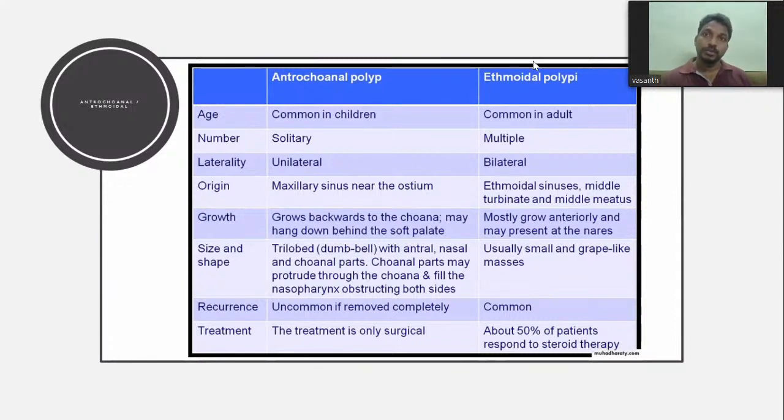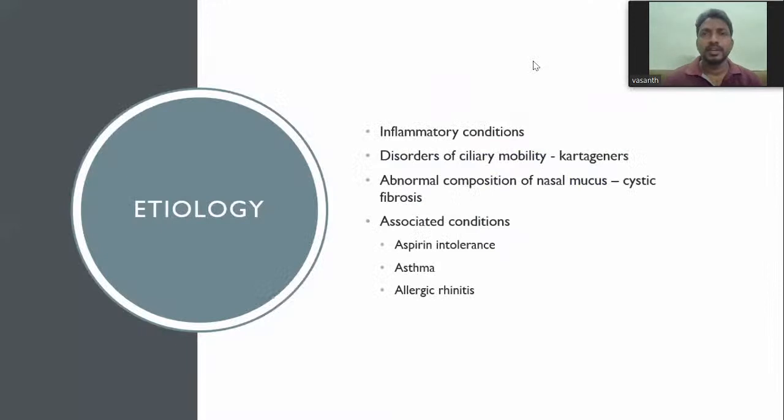As for growth, the antrochoanal polyp grows backwards to the choana, and the ethmoidal polyp mostly grows anteriorly. As for size and shape, the antrochoanal polyp is trilobed with antral, nasal, and choanal parts, and the ethmoidal polyps are grape-like structures. Recurrence is very common in antrochoanal polyp, and less common in ethmoidal polyp. Treatment of both is surgical, but early ethmoidal polyps can be treated with steroids, which is known as medical polypectomy.